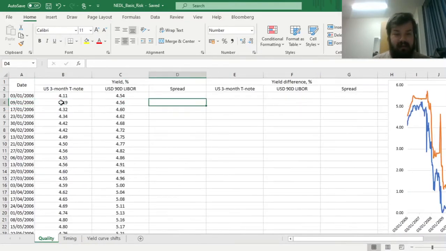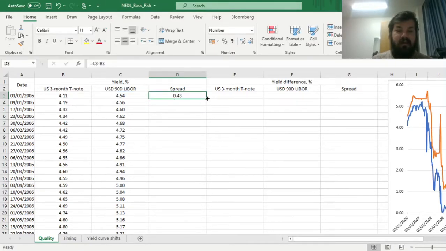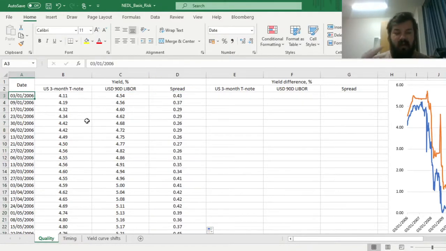So let's calculate the spread between the two rates. So subtracting the US Treasury note rate from the LIBOR rate and calculating it for the whole sample. And here we have got weekly yields and rates for both of our interest rate risk series from the beginning of 2006 until the end of 2020.